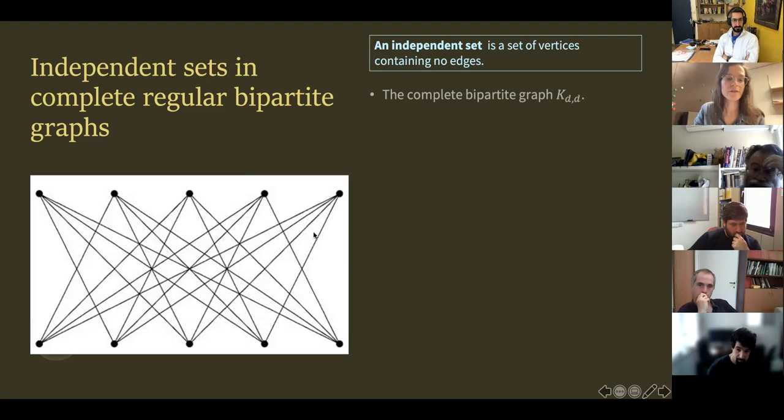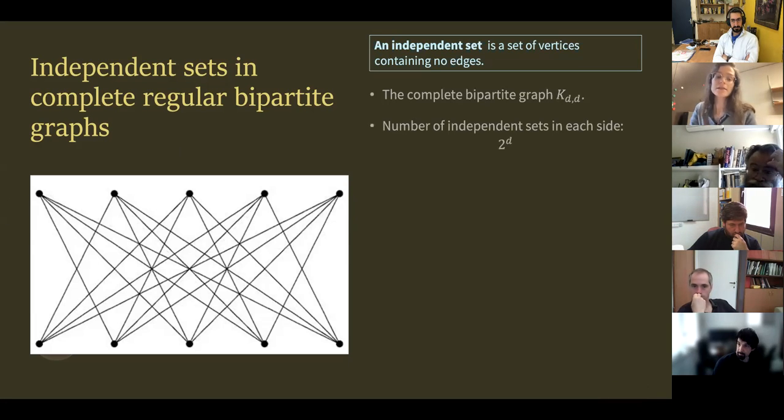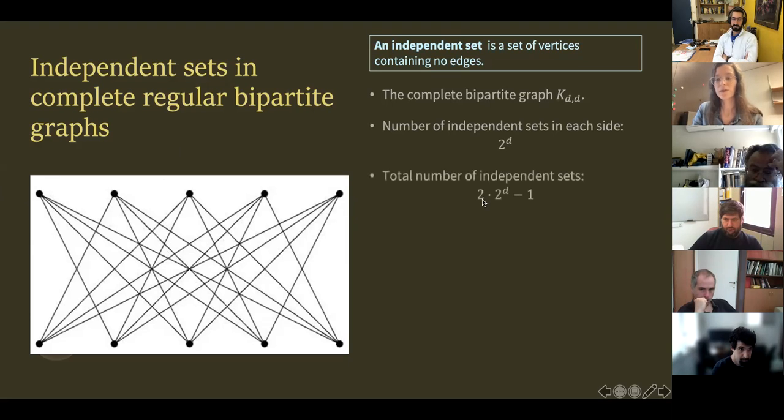Of course, every side is an independent set itself, so all the subsets here are independent. So the number of independent sets on each side is 2 to the d, and these are the only possible independent sets, because I cannot take an independent set which intersects both sides, since we have all the edges between them. So I have 2 times 2 to the d minus 1, because I don't want to count the empty set twice. So this is the total number of independent sets here.